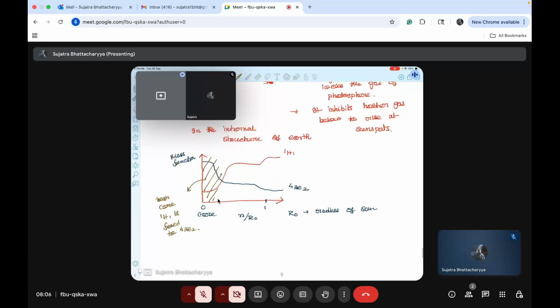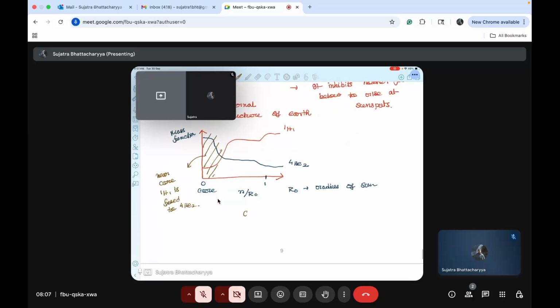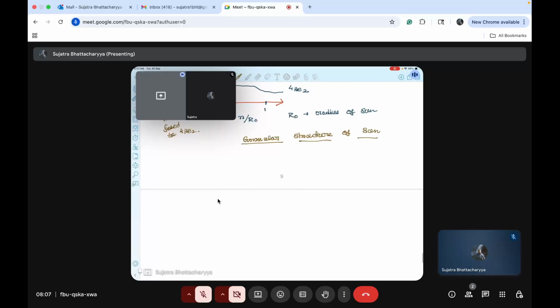That is an important thing. And another thing is the granular structure of the sun. Okay, so these are actually small convective structures.